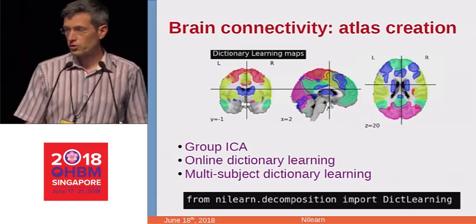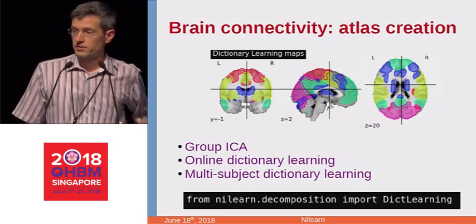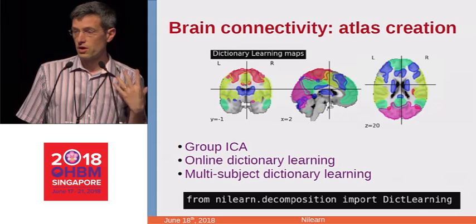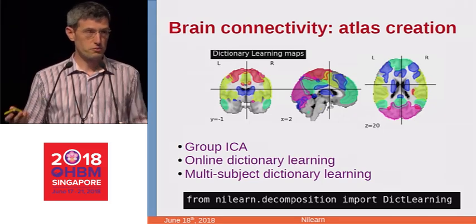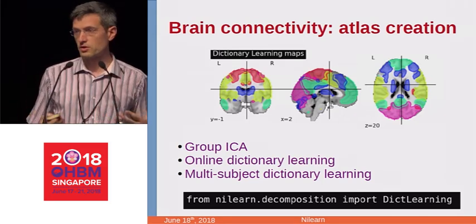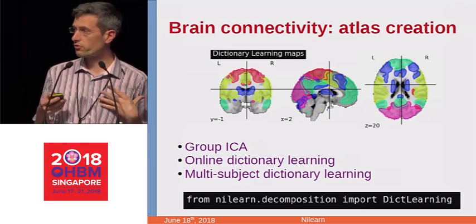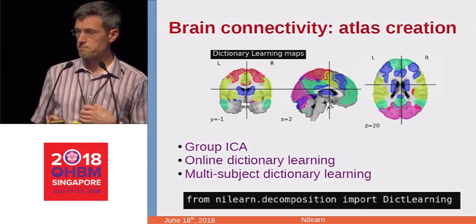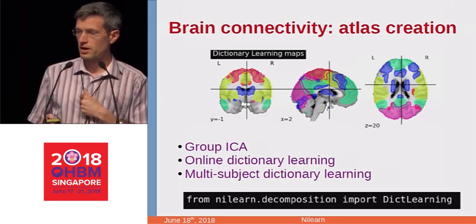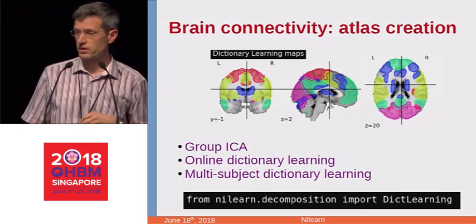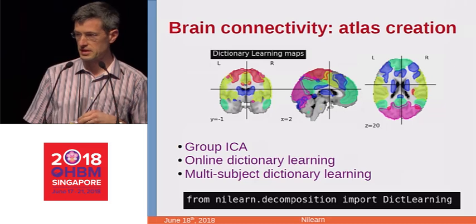If we shift now to connectivity, one of the tasks in connectivity is to use atlases. First, represent your data with atlases, so you can download standard atlases, but also estimate them from your data. And for this, we provide group ICA, online dictionary learning, and multi-subject dictionary learning techniques.